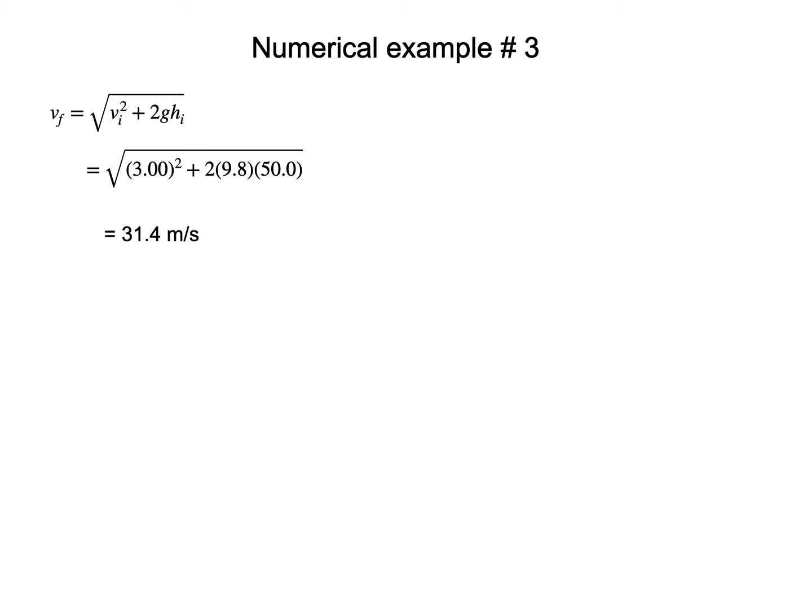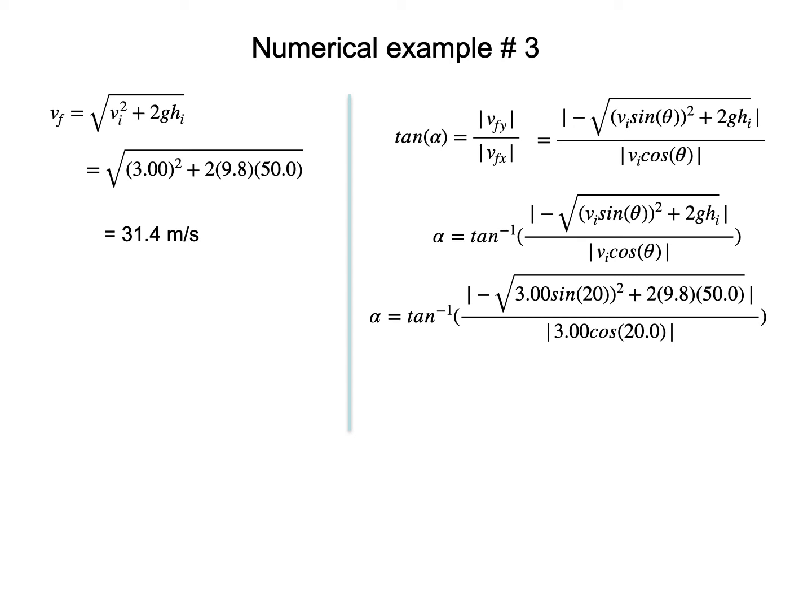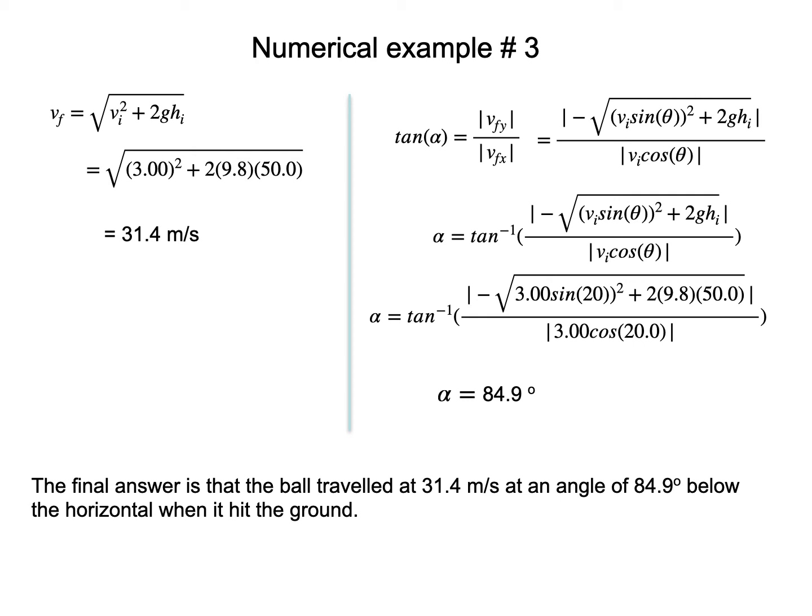Now on to the task of evaluating the angle. If you form a right-angled triangle around the arrow for the final velocity, you can express the tangent of alpha in terms of the components of the final velocity. Inserting the expressions derived in the previous slide for the components gives this. Isolating for the angle alpha leads to this expression. The next step is to substitute the givens and use the calculator to get the final numerical value. In summary, the ball hits the ground at a speed of 31.4 meters per second at an angle of 84.9 degrees below the horizontal.